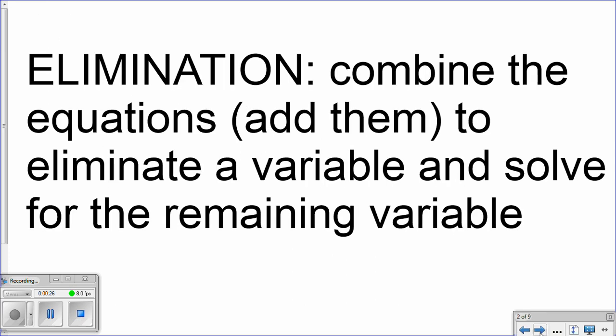Yes, let's do it. So elimination, I've got your notes right in front of me to make sure everything matches up properly. Elimination just means that we're combining equations, so we're going to add them together, and our goal is to eliminate a variable, and then we just solve for the remaining one, okay?